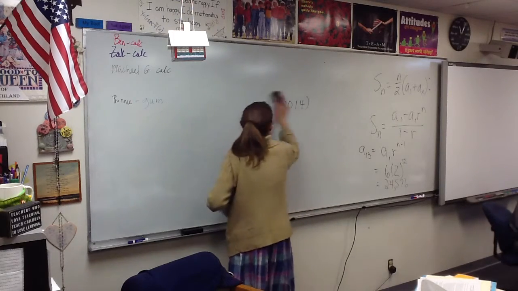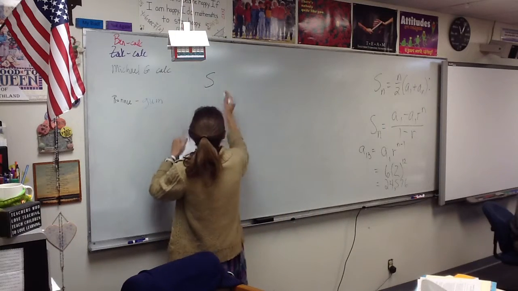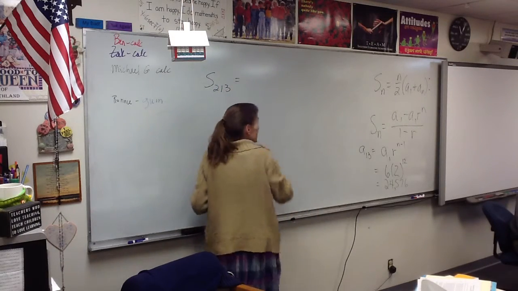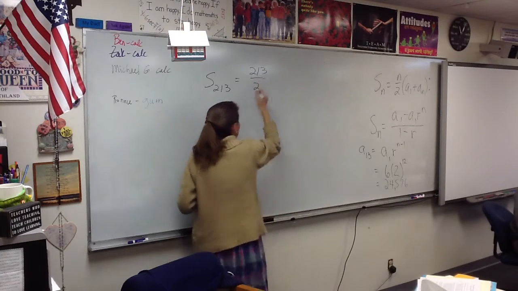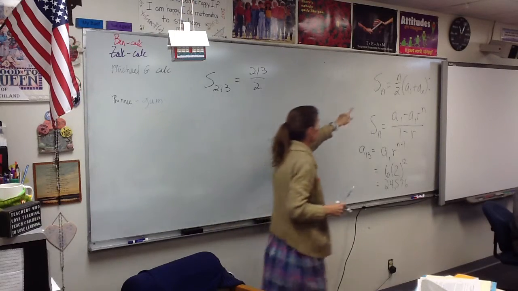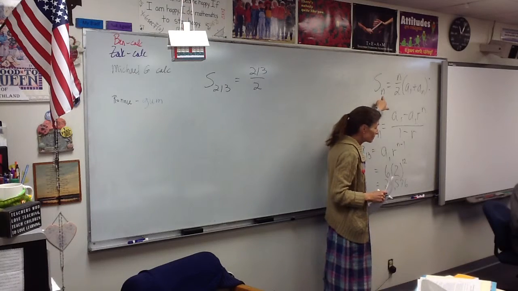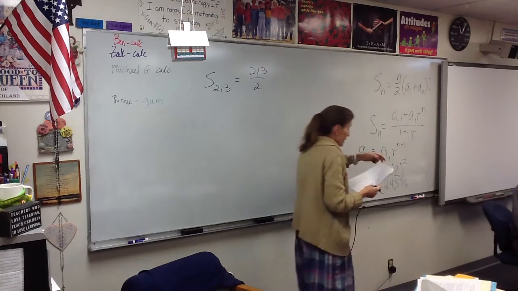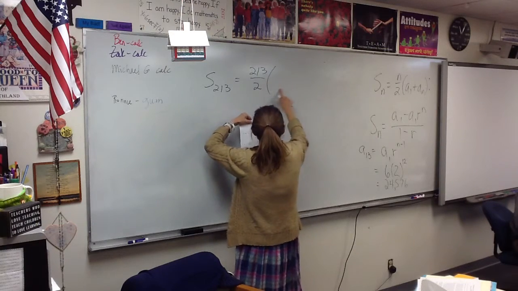All right, so what's that formula say to do? S sub 213 equals 213 over 2. Kids, if it says S sub 213, then what's N? 213, right? Times. All right, what goes here?